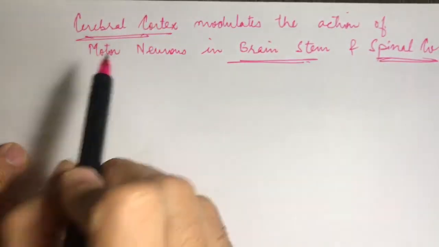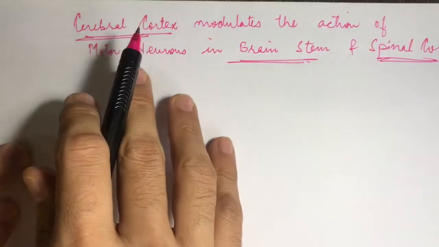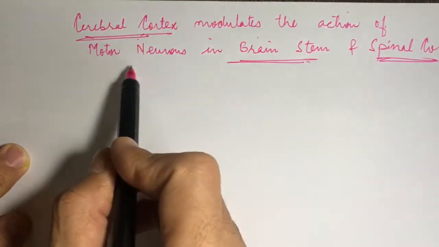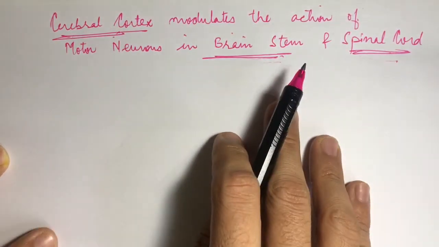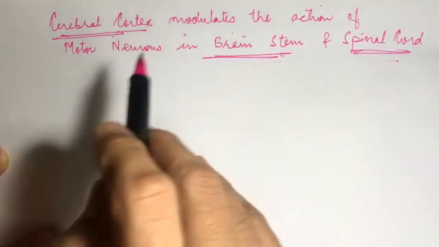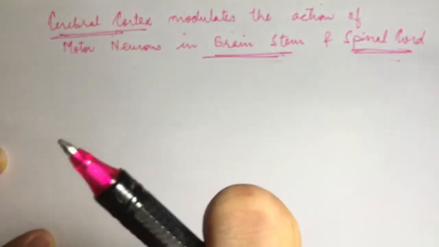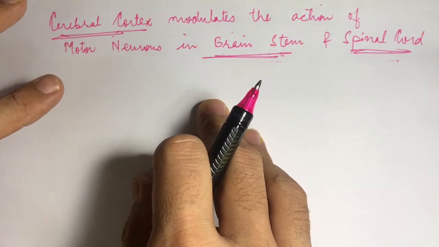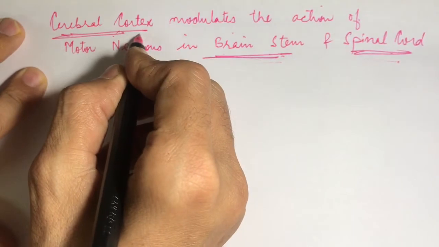Okay, so the third part. The spinal motor neuron we did, then brainstem, then the highest in the hierarchy, the cerebral cortex. It modulates the action of motor neurons in the brainstem as well as the spinal cord. Not only the spinal cord, but it also modulates the action of motor neurons in the brainstem. So the ability to organize complex and fine movement, and that too with precision, depends upon the control from the cerebral cortex, the motor cortical area, right?